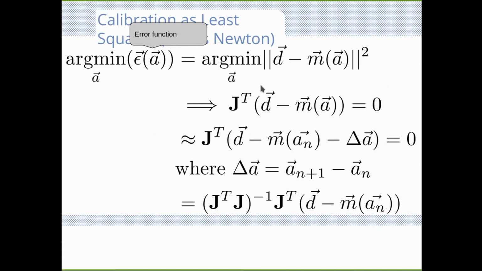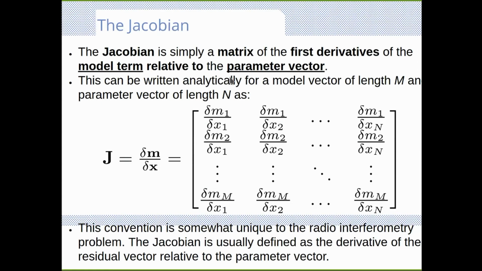Now, the Jacobian is just a matrix of the first derivatives of the model term relative to the parameters. So these are the model terms, and these x's are the various different parameters, right? So you'll have the first model term in the top row differentiated with each of the different parameters. And then we do this same thing for the second and so forth, up to the last model term, which is again differentiated with each of the various different parameter terms, right? So it's just this delta n over delta x.